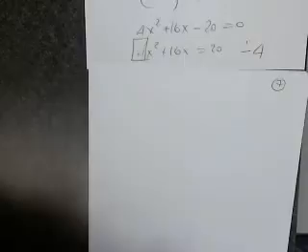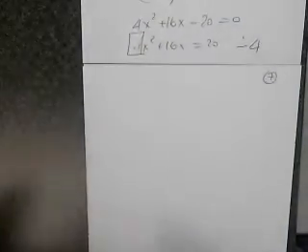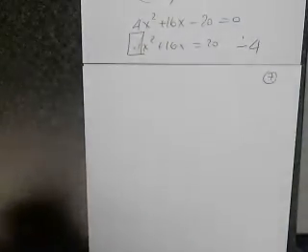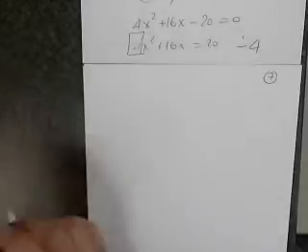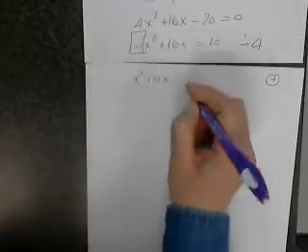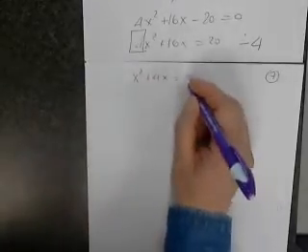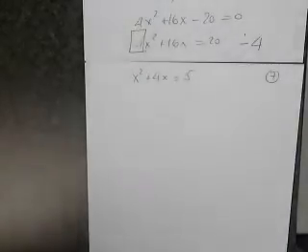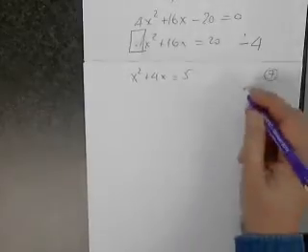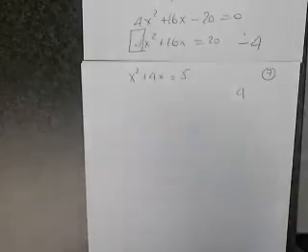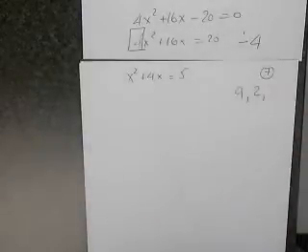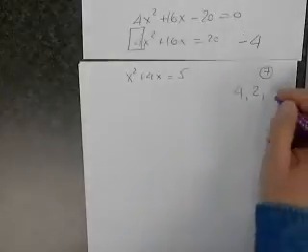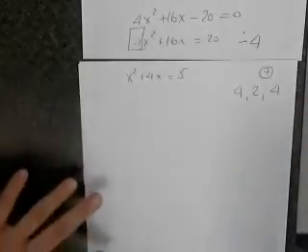So what do I get? I have to clean it up. Leading coefficient must be 1. So what do I have? x squared plus 4x equals 5. Excellent. Now, the middle coefficient, 4. Divide 4 by 2. What do I get? 2. Square 2. This is what I add to both sides.